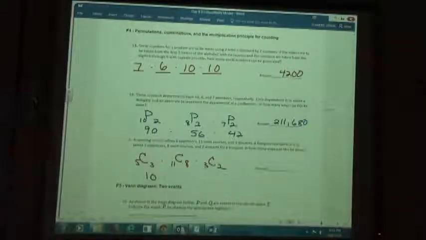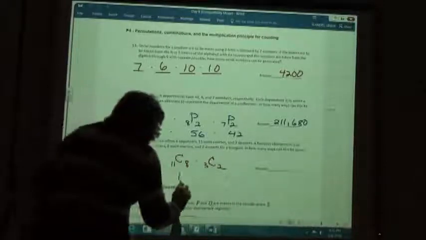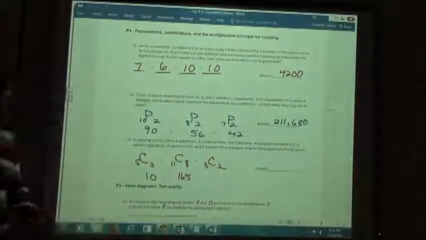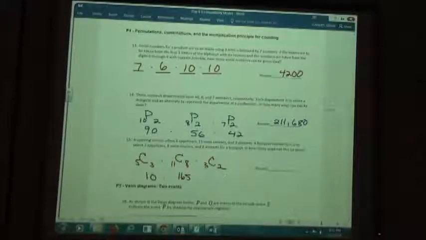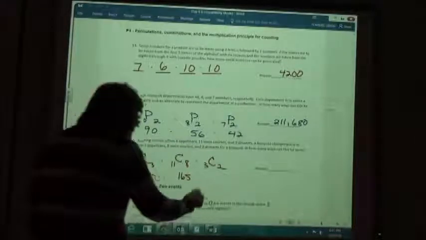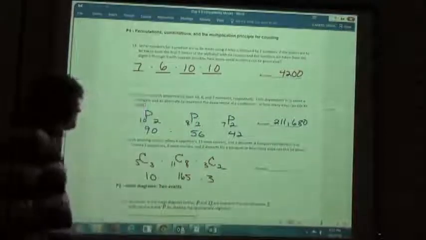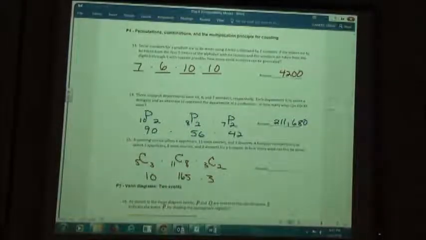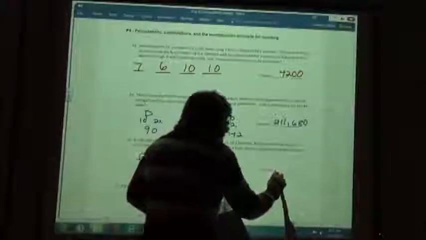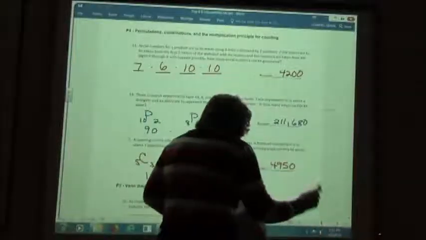On the second one, we're going to do a combination of 11 things taken 8 at a time. 165. And 3 things taken 2 at a time, we get 3. And then for our fundamental counting principle, we're going to take the 10 times the 165 times the 3 to get our total number of ways. 4,950. All right.